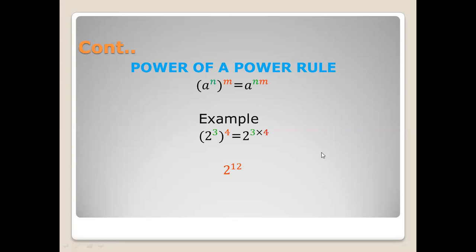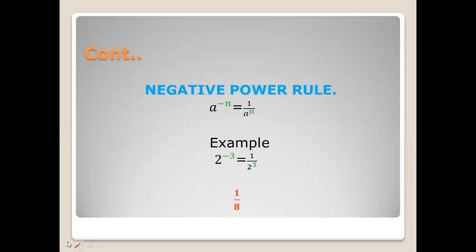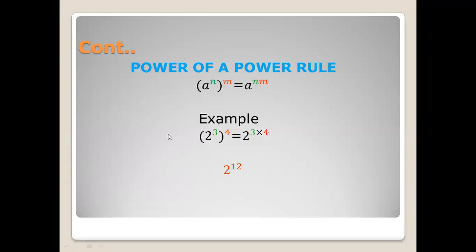We have a base a raised to n, and then raised again to the power m. Now to use the power rule, you multiply the powers: a raised to n times m. An example, we have 2 raised to power 3, raised to power 4. Then you multiply the powers, that is 3 and 4. It becomes 2 raised to power 12.